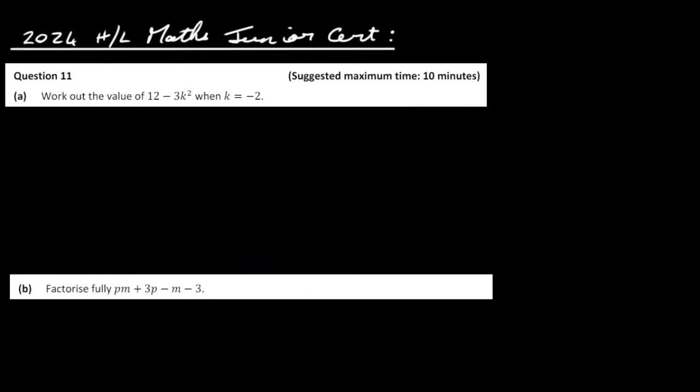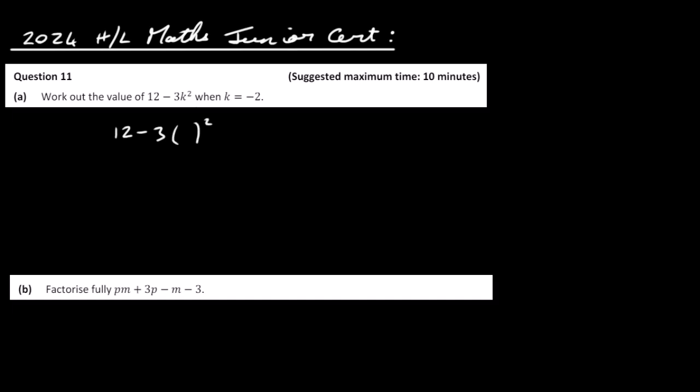Okay, so this is 2024 Higher Level Maths Junior Cert paper, question 11. Work out the value of 12 minus 3k squared when k is minus 2. Okay, so what you're going to do is write down 12 minus 3, take out the k, put in a bracket, and then just stick in the number in the bracket. So the number is minus 2, so we're going to put that in there. So let's do that then.